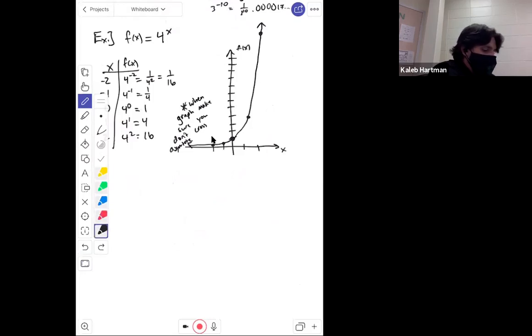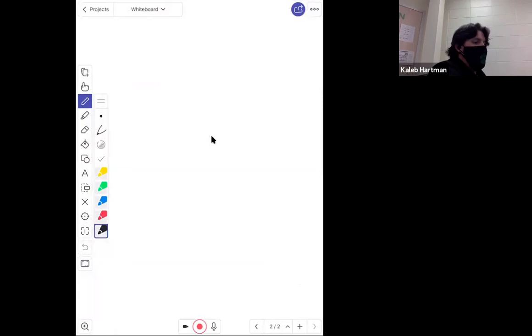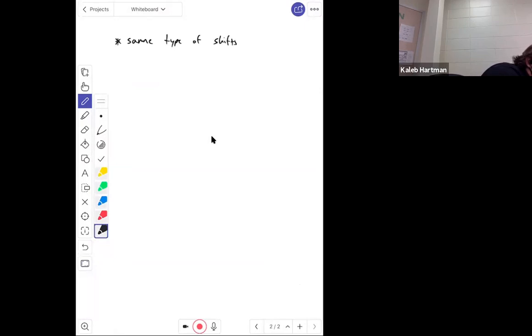Okay, let's make another page here. Now we're going to talk about transformations, guys. Little note, these are the same type of shifts as radical functions. So, guys, we looked at A, we looked at H, we looked at K when we looked at radical functions. We're doing the same thing here for our transformations of exponentials.